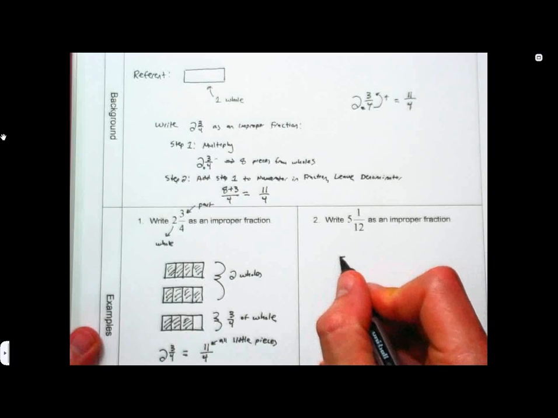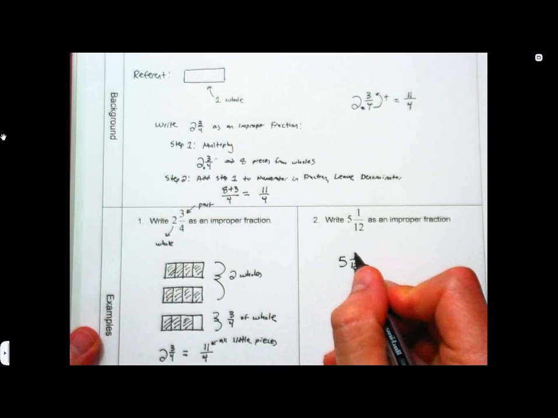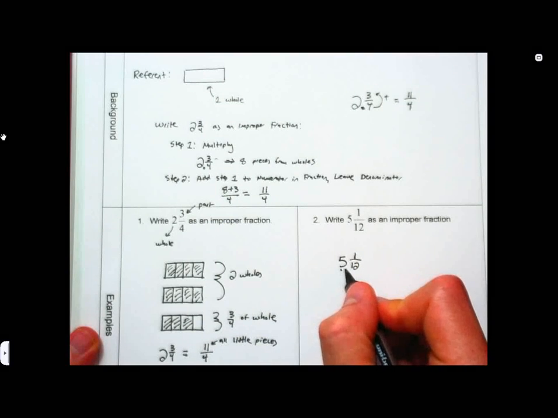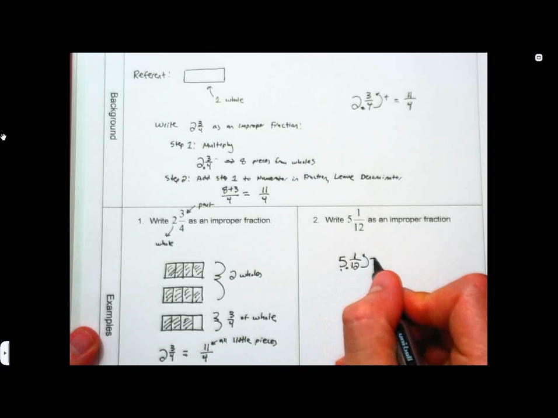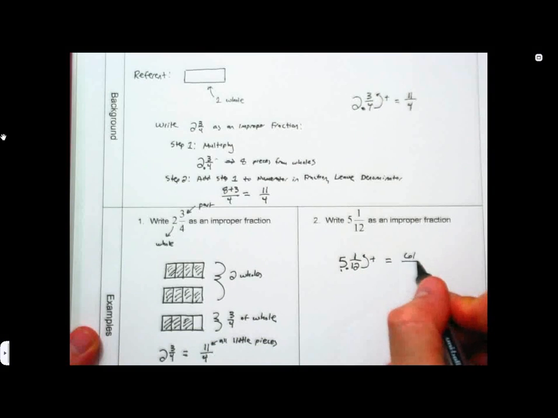Okay, so for number 2, you could have used the picture or the shortcut. So I'm going to use the shortcut here. So what I'm going to do is multiply these two numbers together. 5 times 12 is 60. And then add the 1 on top is 61. And I keep the bottom the same. So you should have gotten an answer of 61 over 12.